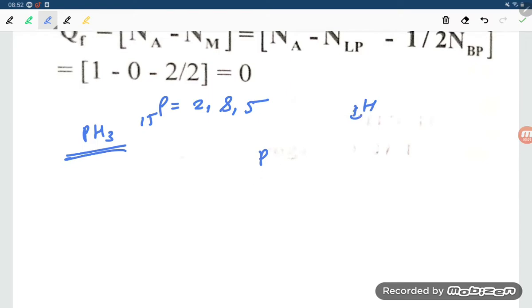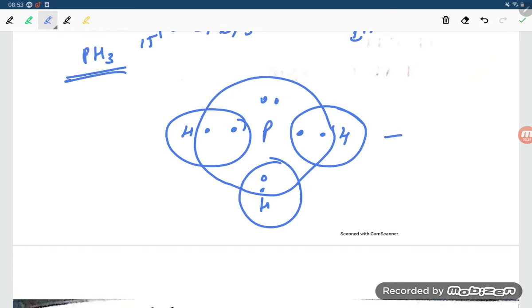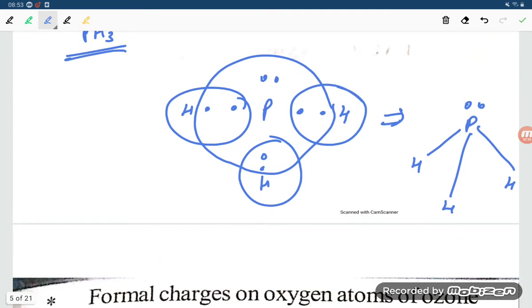So if you are going to calculate the formal charge of phosphorus, first you draw the Lewis structure. So 1, 2, 3, 4, 5. Hydrogen, how many electrons are there? They also have one electron. So this is the formation of the covalent bonds. We can write here a lone pair of electrons, and here is hydrogen, here is hydrogen, and here is one more hydrogen. Now students, they are saying calculate the formal charge on phosphorus. So if you want to calculate the formal charge on phosphorus, how can you calculate?